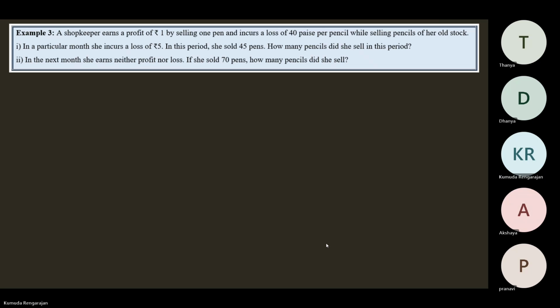Look at this one. A shopkeeper earns a profit of ₹1 by selling one pen and incurs a loss of 40 paise per pencil. So if the shopkeeper sells one pen, profit is ₹1. If he sells one pencil, the loss is 40 paise, while selling pencils of our old stock. Why like this? Because the pencils were of old stock, so nobody will buy for the actual price. So the shopkeeper is selling for less price. That's why loss.